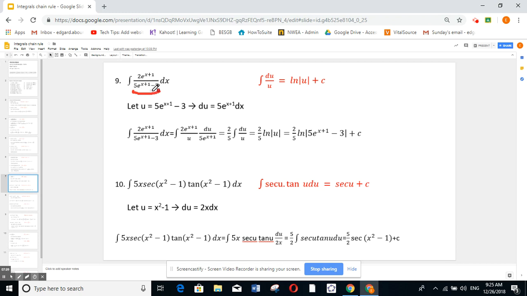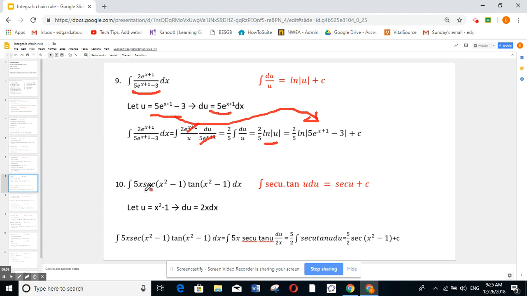So u equals 5e power x plus 1, minus 3. The derivative of exponential is u prime times e^u, so 5e^(x+1) dx. So I start, this is as it is, this is u, and dx is du over 5e^(x+1). The e^(x+1) and e^(x+1) cancel out. As you can see, I'm left with du over u. du over u by formula is ln absolute value of u, and this is what you replace, which is u. Here I have this expression.